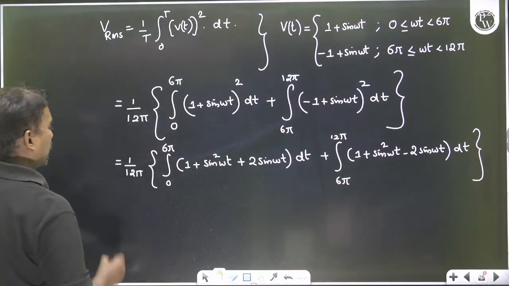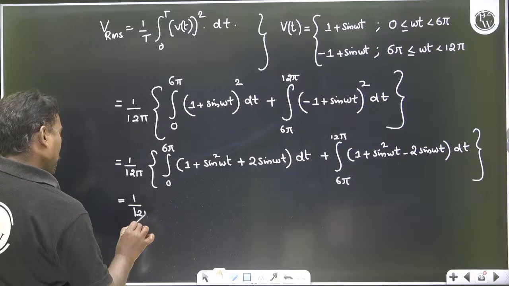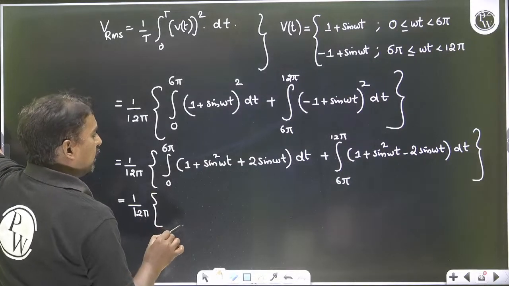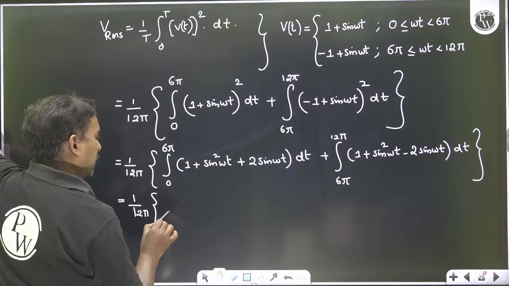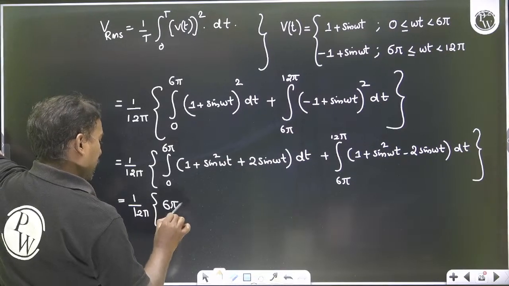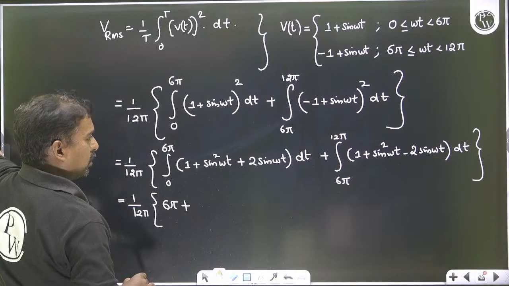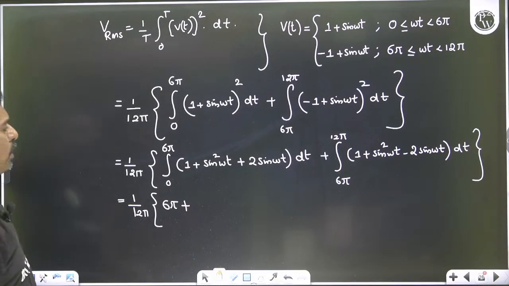Simplify this. How much are you going to get? This is 1 by 12 pi dt, that is 6 pi. Next, the sine omega t term will become 0.